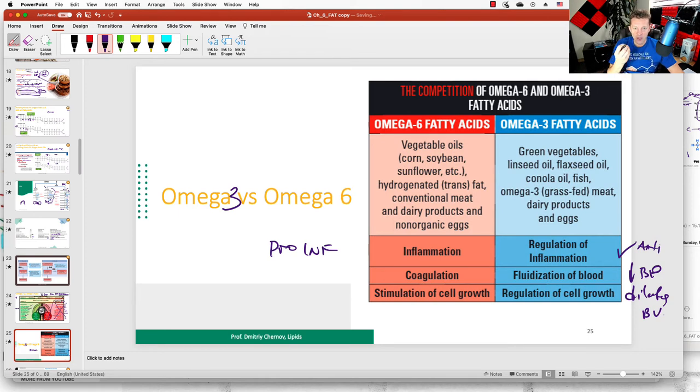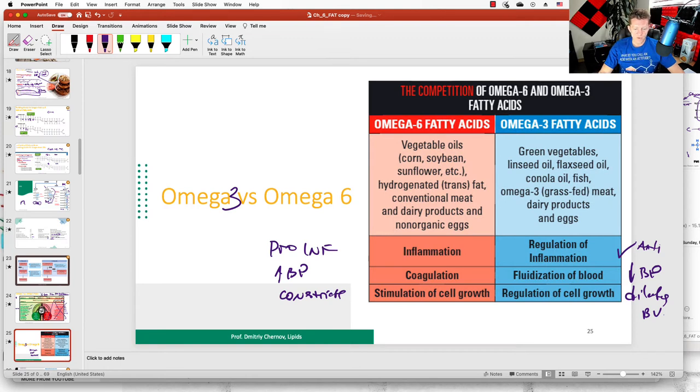Coagulates blood, makes blood thicker, which we need, because otherwise we could bleed to death if the blood were too thin. But then again, it's 1 to 60 at least. So it's pro-inflammatory, increases blood pressure, and constricts blood vessels. That can lead to atherosclerotic plaques, that can lead to a heart attack, and that can lead to a stroke if there is an atherosclerotic plaque already there.